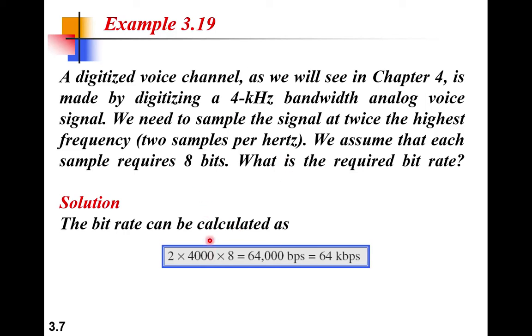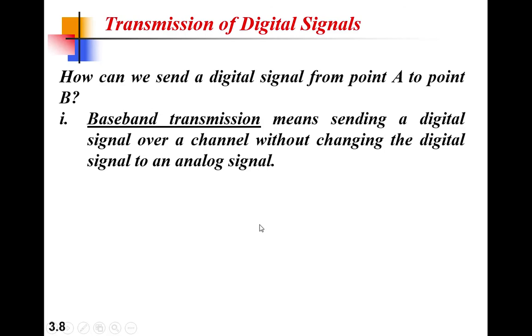This will require this much bandwidth. Okay, bit rate. Another important characteristic: how can we send a digital signal from point A to point B? How is a digital signal transmitted from point A to point B? For this purpose, we have two types of approaches.